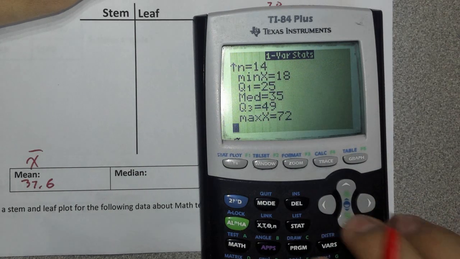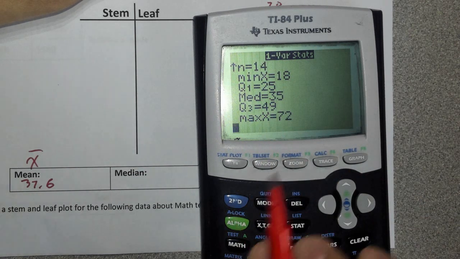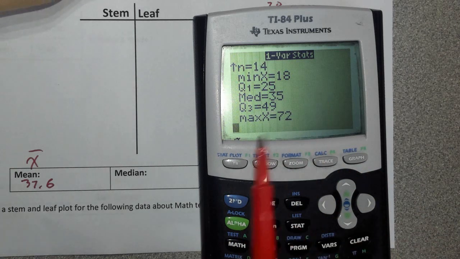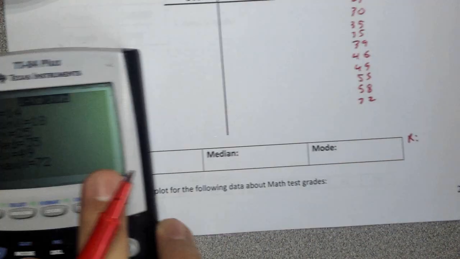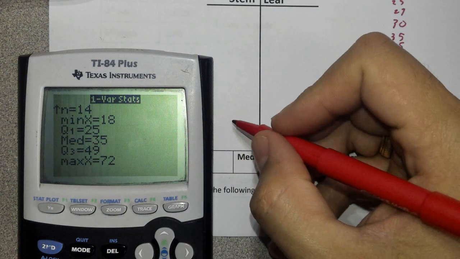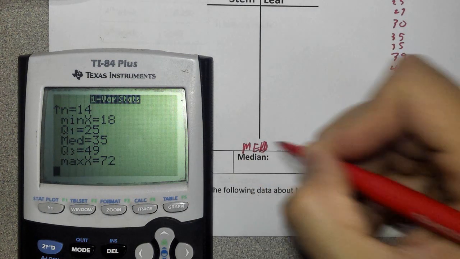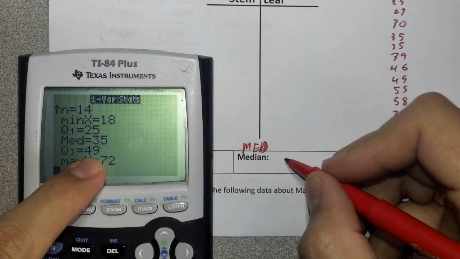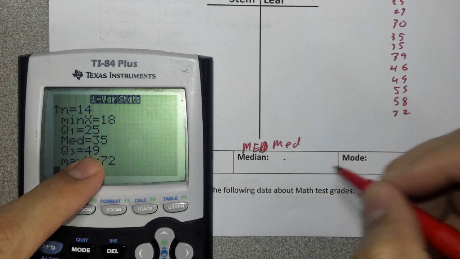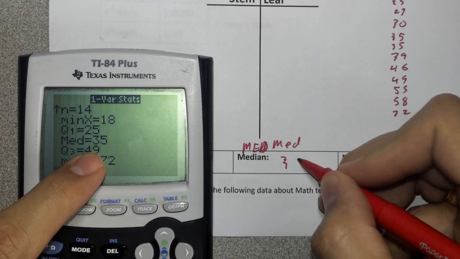Median, after you have the average, let's go all the way down. That way we see all these pieces here. Median is 35. That's the Med. So in the calculator for median, we look for Med. The median is 35.